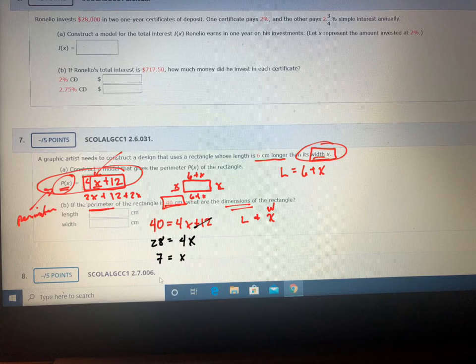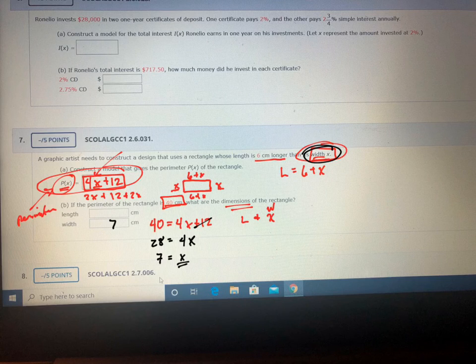Now, are we done? No. 7 is the what? Look at it carefully. 7 is your x, which is your width. Again, always look back at your problem, and that's why you label your problem.